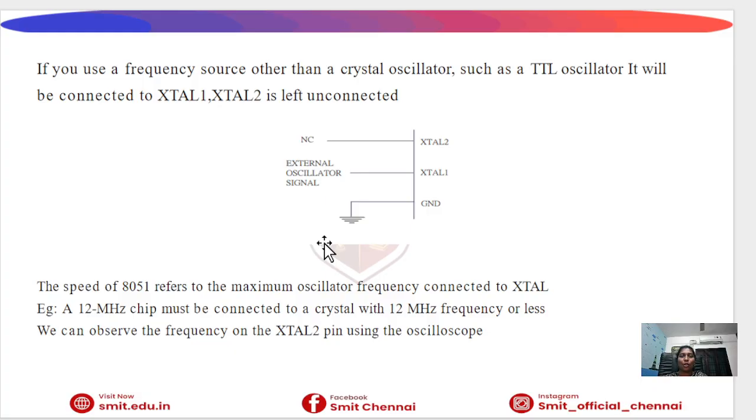If instead of a crystal we use an external TTL oscillator, then we connect it only to XTAL1 and leave XTAL2 unconnected. This method is used in some industrial systems. The oscillator is connected to only one clock pin, XTAL1, and XTAL2 is left as it is, with no change.